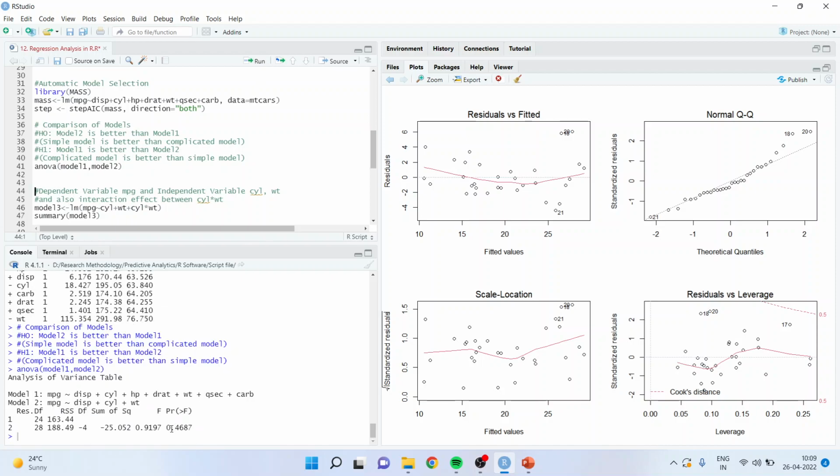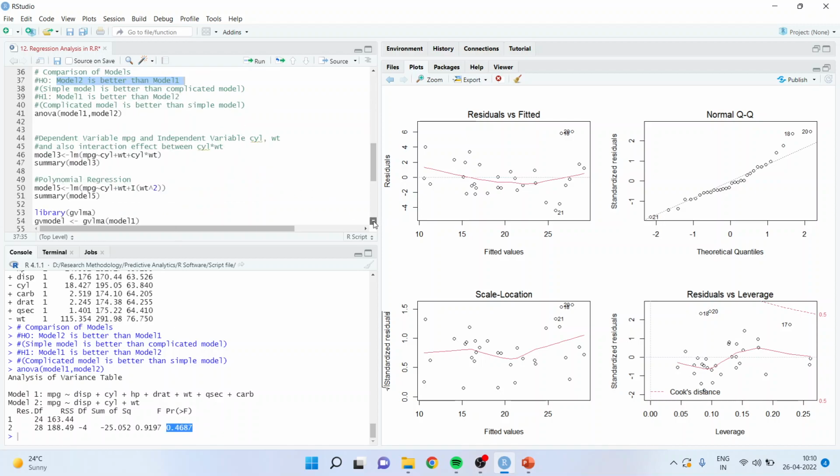We got the p-value which is more than 0.05, and therefore we fail to reject the null hypothesis. This means that model 2 is better than model 1 naturally. The simple model is better than the complicated model. You can see the p-value is more than 0.05, and therefore we fail to reject the null hypothesis. Let's proceed further.